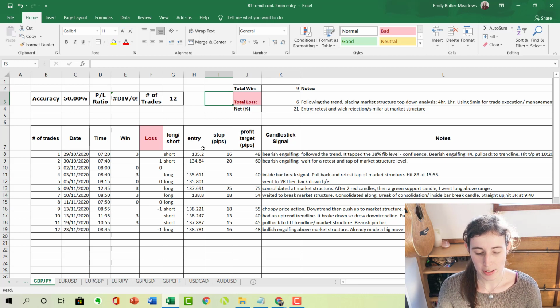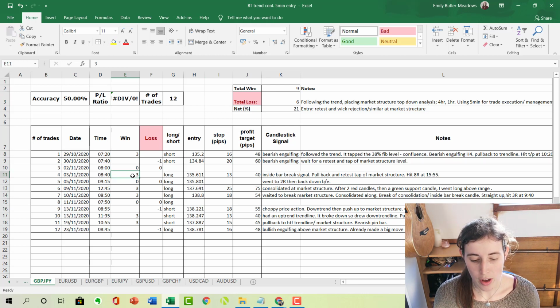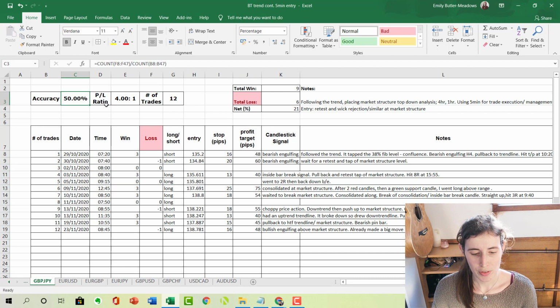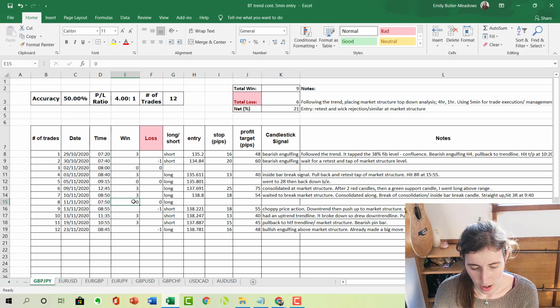But using this really nice profit loss ratio of making 3 really helps to make the winners count, to really capitalize on profits. Because as you can see, I've got a 50% accuracy, so I'm only right half of the time. But my profit loss ratio, it actually says it's 4-1 here. Now I've been using 3-1, but I think it's because I've had 3 different break-even days, so I think that has actually lifted the profit loss ratio up.